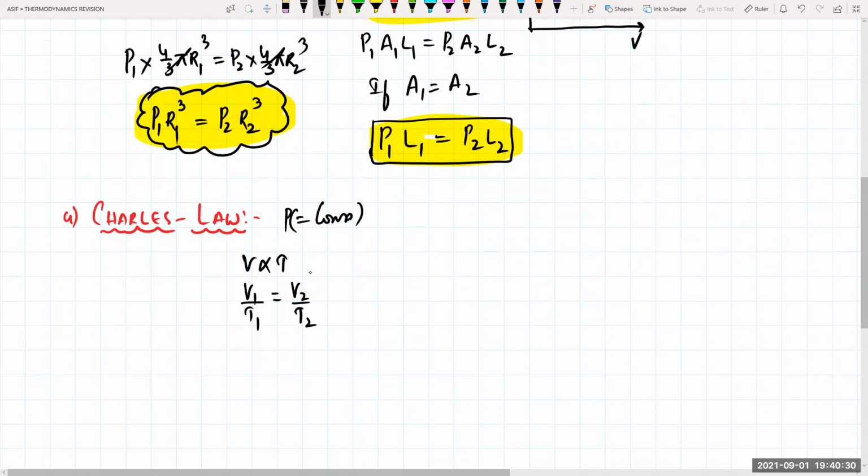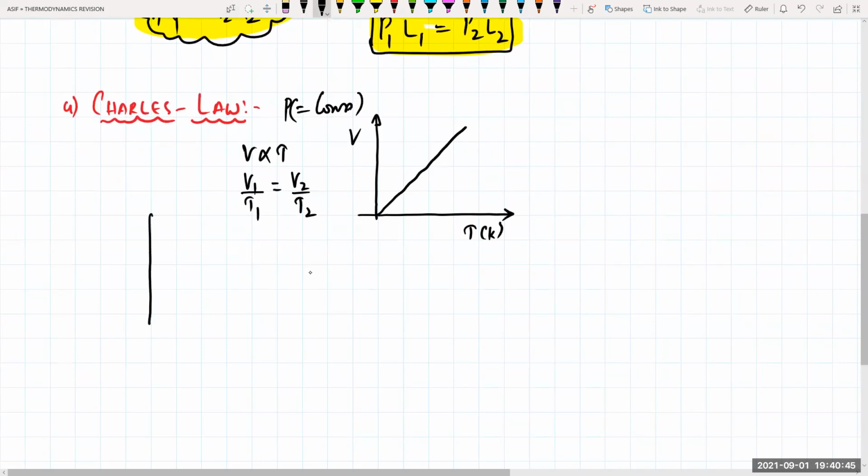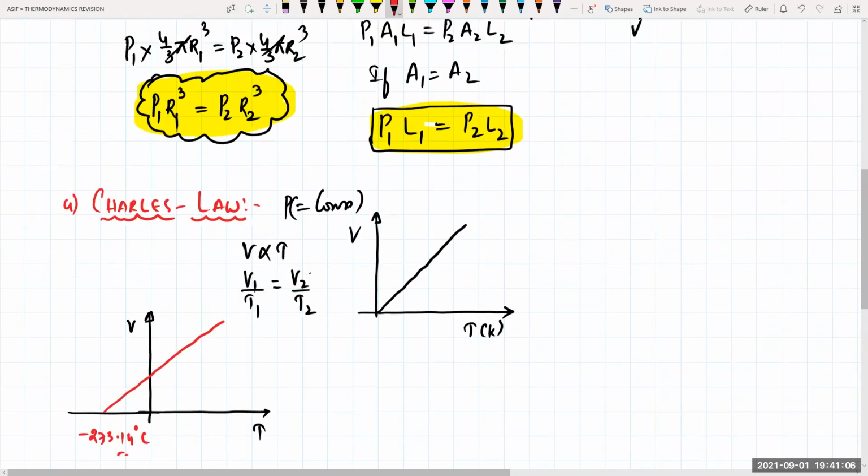The graph will be a straight line passing through the origin like this. If I draw the graph between volume versus temperature in terms of Kelvin, it will be a straight line passing like this. And if I take temperature in degrees centigrade, this is temperature, this is volume, and the graph will be something like this. This temperature will be equal to minus 273.15 degrees centigrade. Clear? It is one of the important relations you need to remember about Charles law.